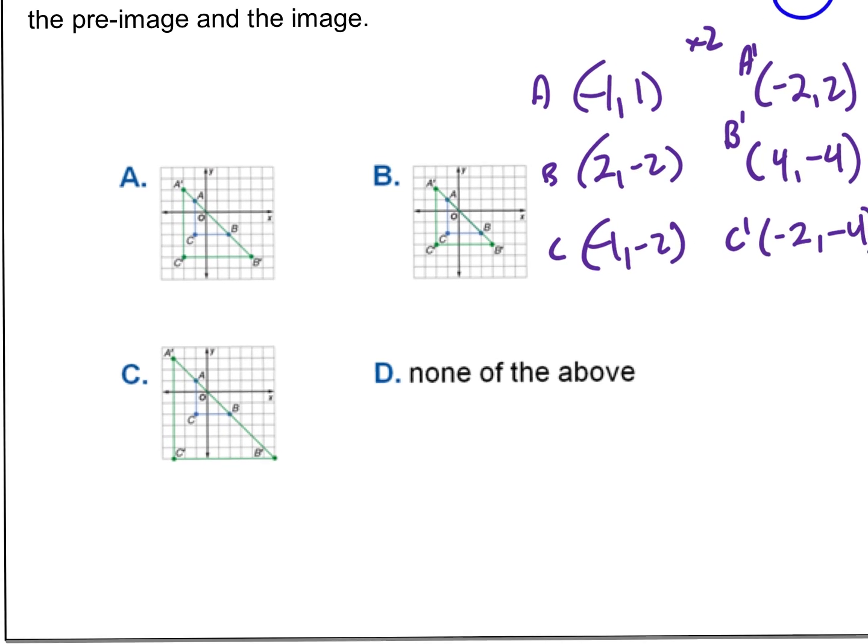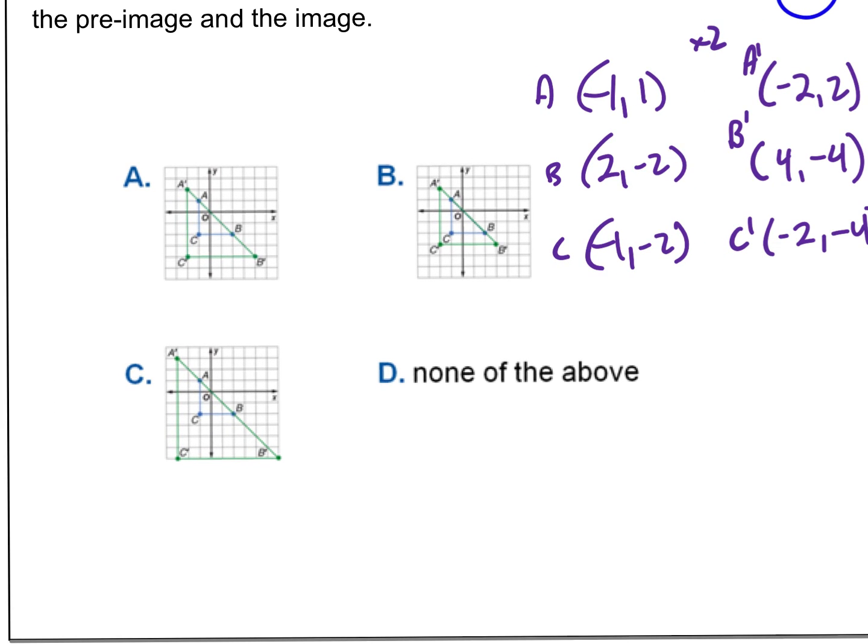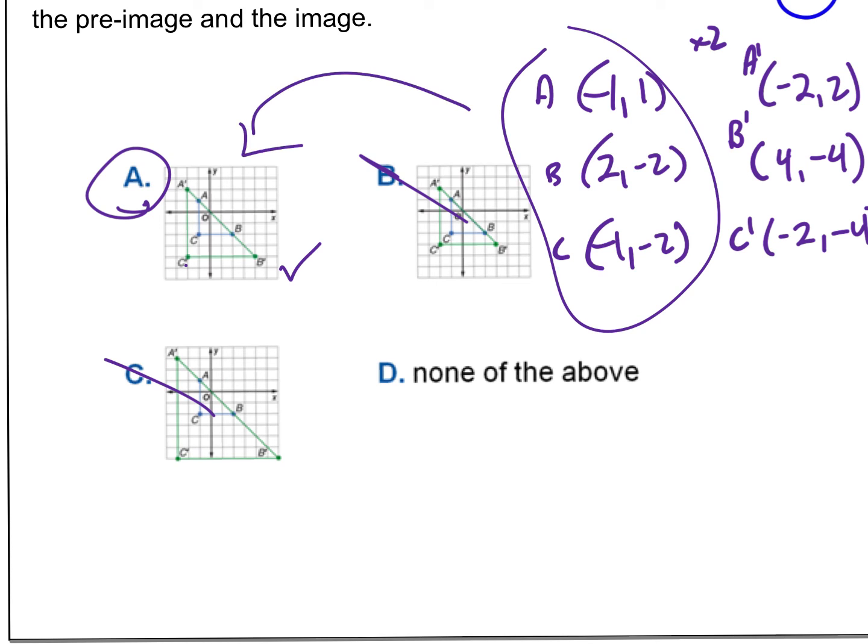Where is there a negative 2, 2? In all three of them? Nope, that one does not have that, so that one's out. If 4, negative 4, well, there's that one, and that one's out. So let's double check. Negative 2, negative 4. A is going to be my answer. Also, because negative 1, 1, negative 2, 2, or 2, negative 2. Also because my original triangle works here, and the image here works as well. So A is going to be my winner just because the points match up.